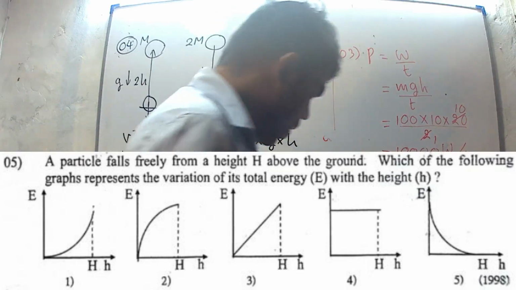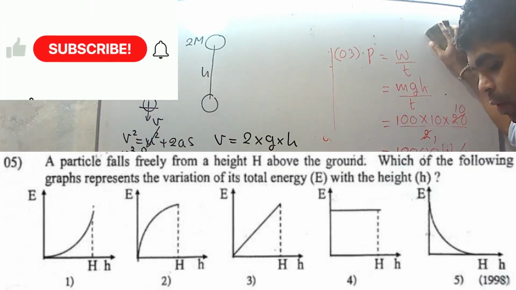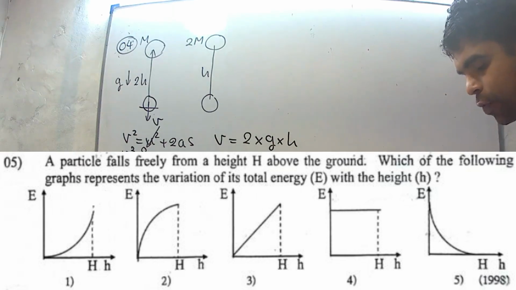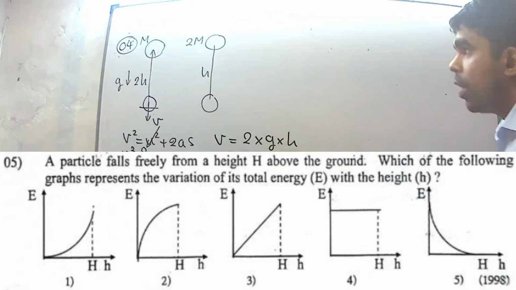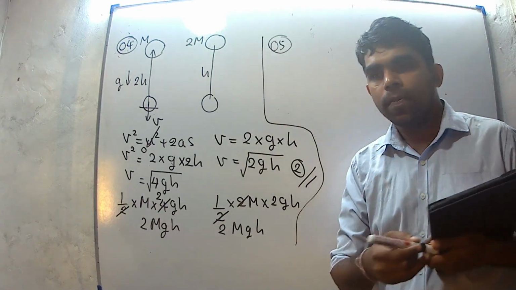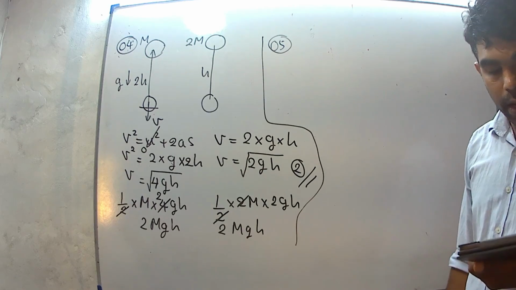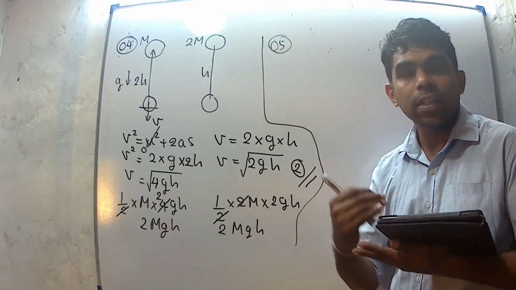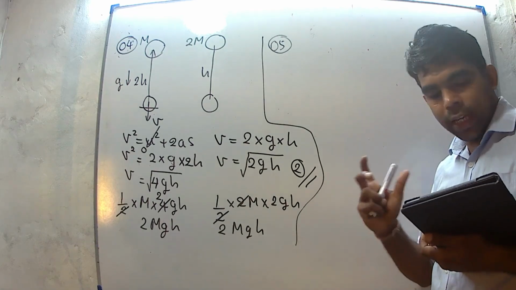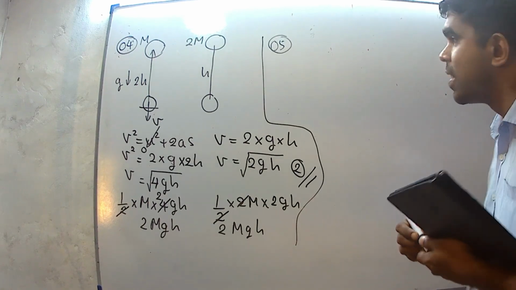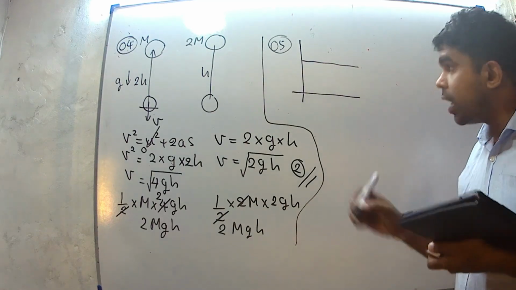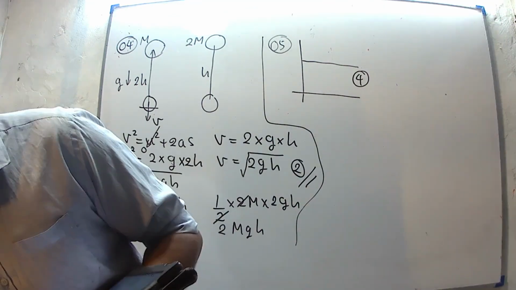Question number 5. The particle falls freely from height capital H above the ground. Which of the following graphs represents the variation of total energy with height? We know that the total energy of the system should be conserved according to conservation of energy. When potential energy decreases, kinetic energy should increase. Therefore, the total mechanical energy of the system is conserved. Therefore, total energy is not changing with height. Answer is 4 for question number 5. Total energy is a constant.